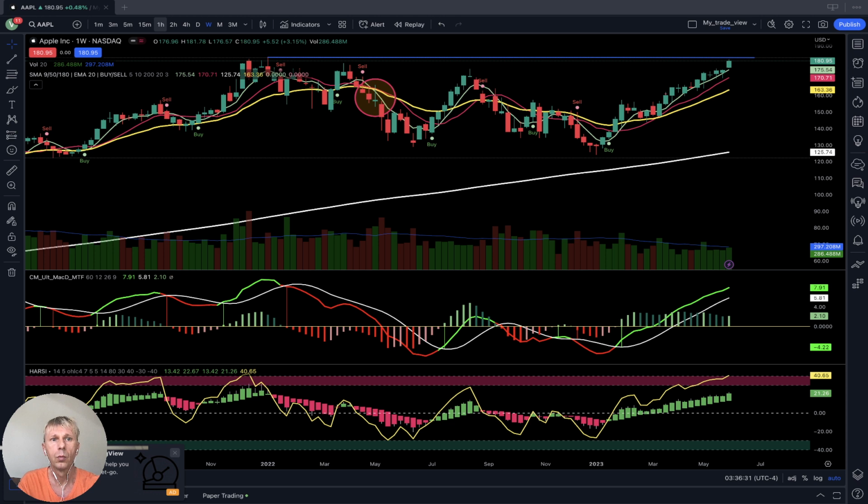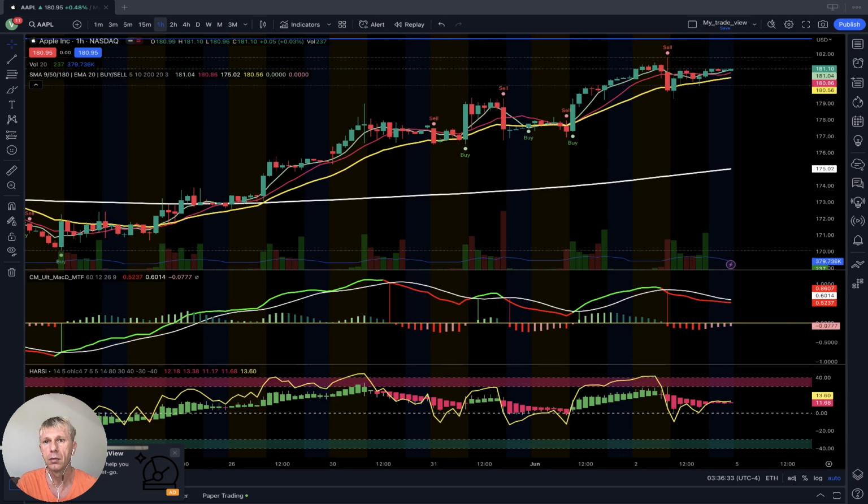Let's move to 1 hour time frame. 1 hour time frame, this level. It was almost 182. We didn't touch it, one more dollar to test this line. Almost there. One more dollar. It can bounce Monday.